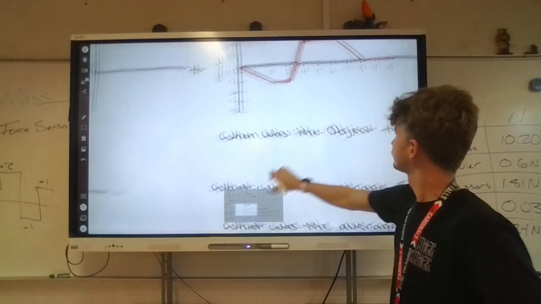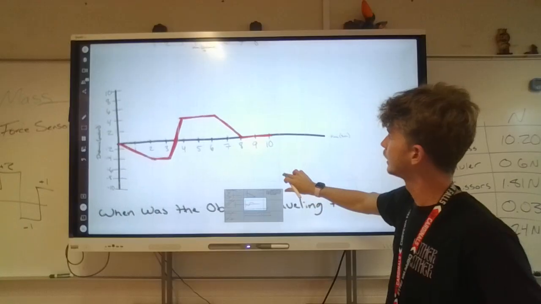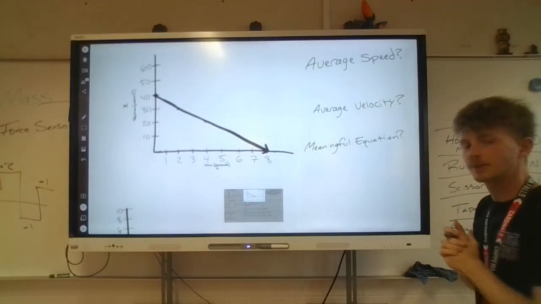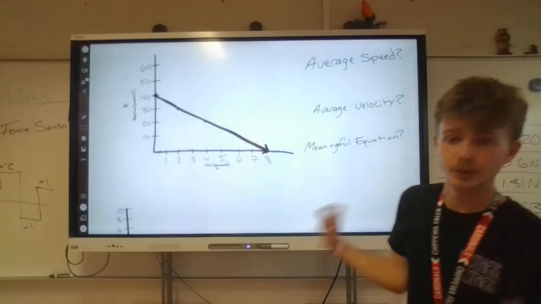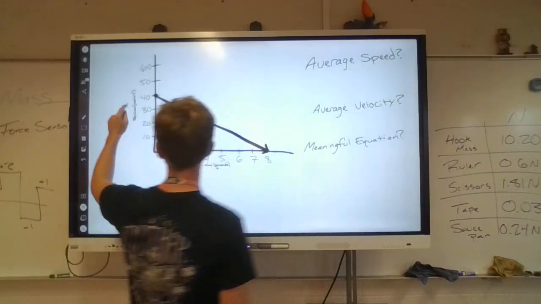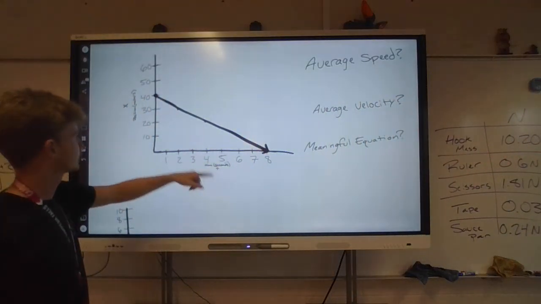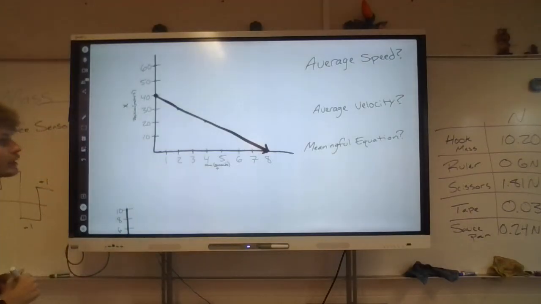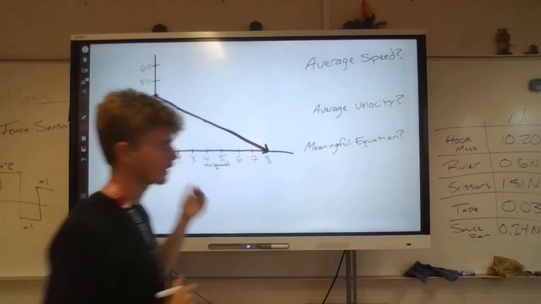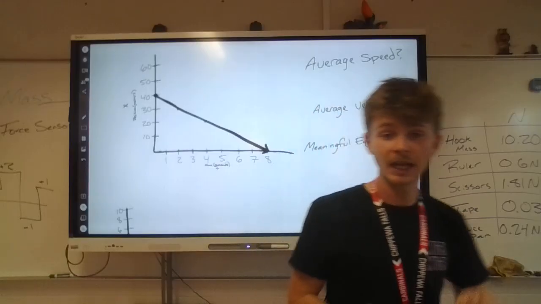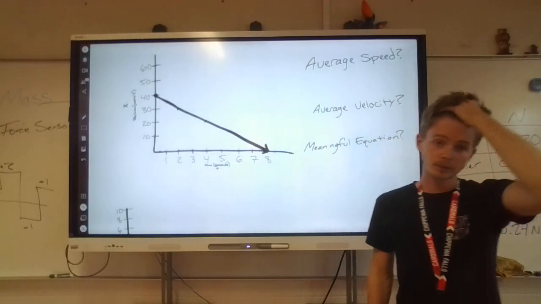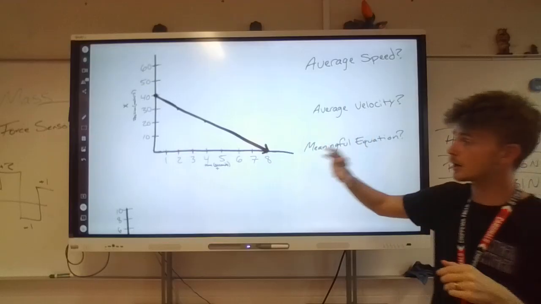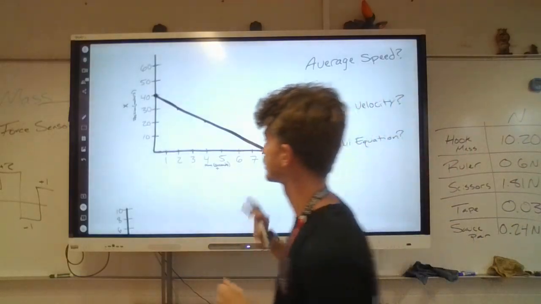Next, we're going to take it a little bit higher. Beautiful. We have a position over time graph. I know it's a position over time graph because we have an X here and we have a T here. So position in meters, time in seconds. And what we're going to try to pull from this graph is the average speed, the average velocity, and the meaningful equation. And we have numbers, so there's a lot of numbers we could be inserting into our meaningful equation as well.